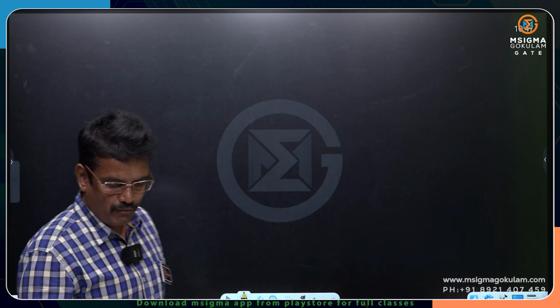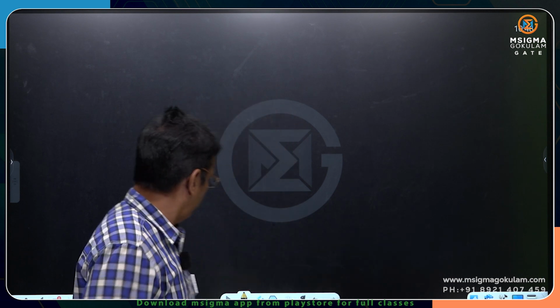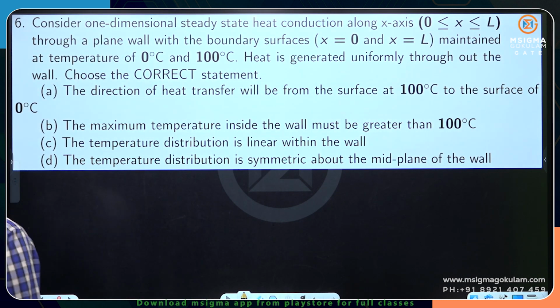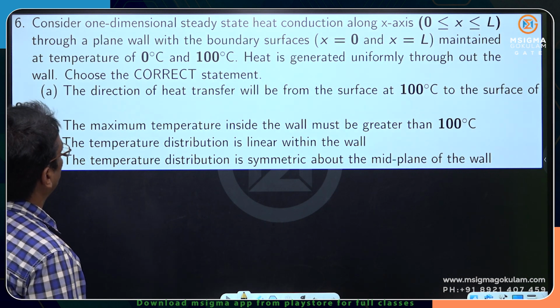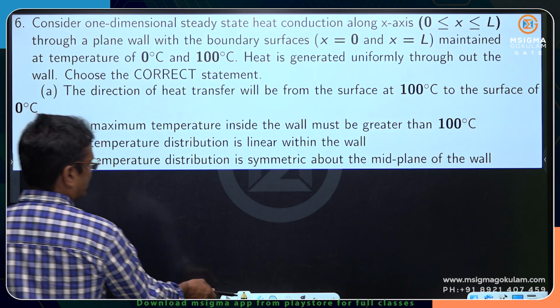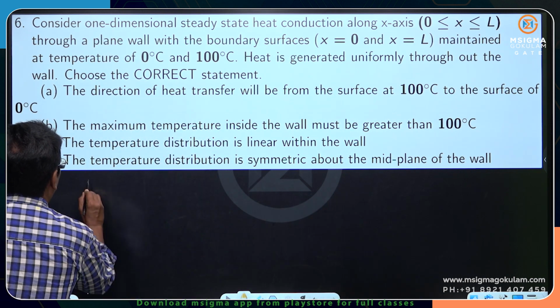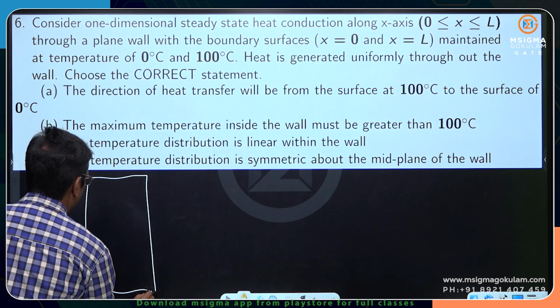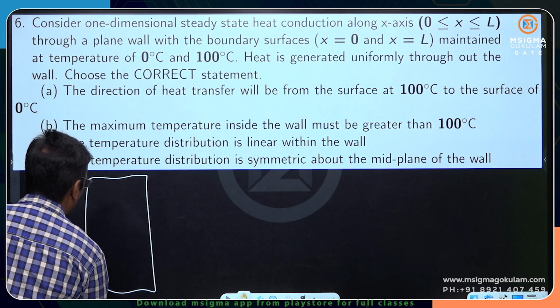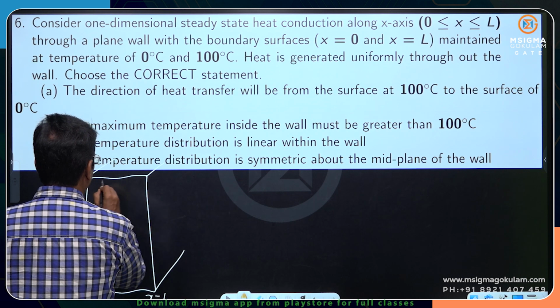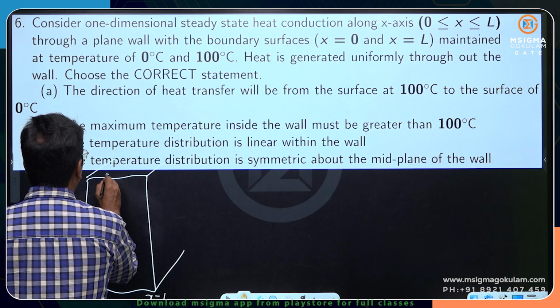So, the very important cases of the heat generation problems I have done. Look at this question. Consider one-dimensional steady-state heat conduction through a plane wall with boundary surfaces at x equal to 0 and x equal to L. There is a uniform heat generation. Here x equal to 0, here x equal to L. There is a uniform heat generation clearly as mentioned. Q dot is a constant.